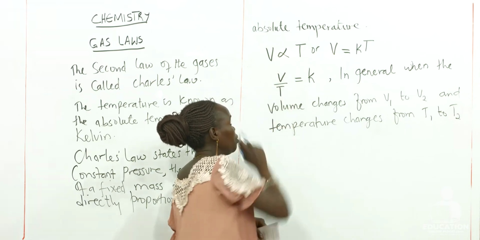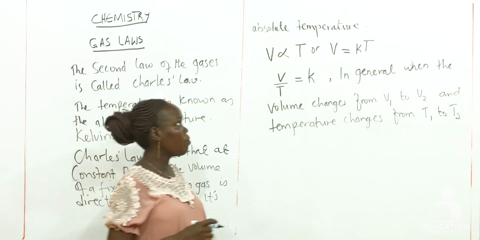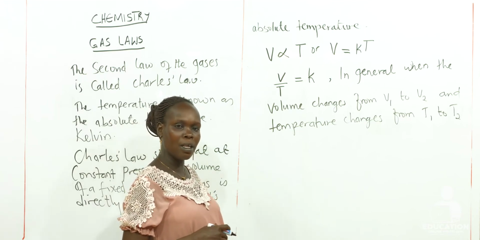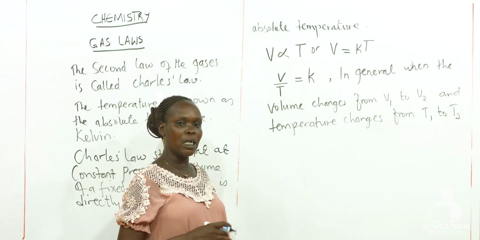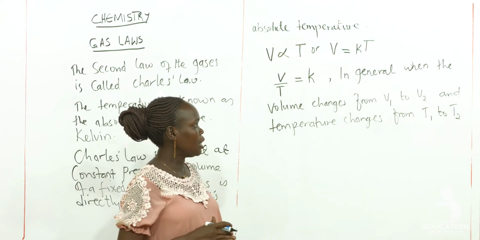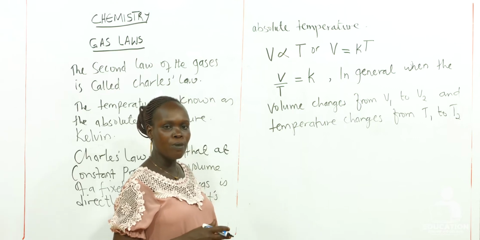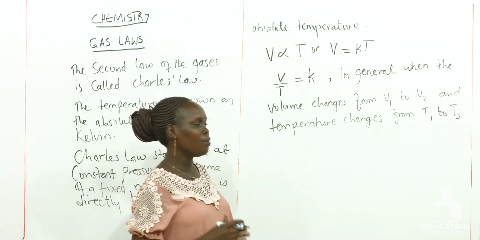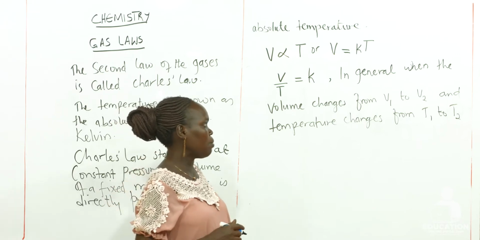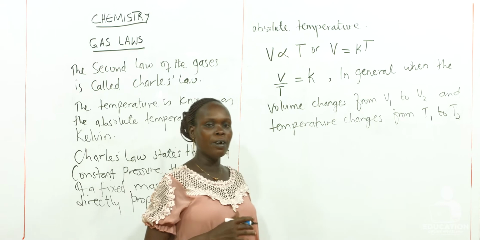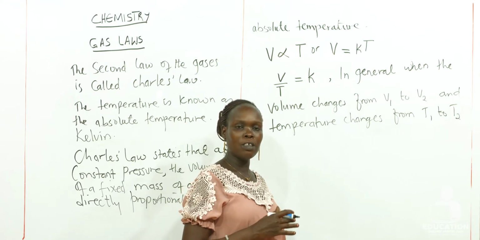So at first we said that the volume is proportional to the absolute temperature. So the volume will be equal to the constant, represented by K, multiplied by the temperature. So we cross multiply and say that volume over the temperature is equal to the constant. So if there are changes in the volume and the temperature, then the volume changes from volume 1 to volume 2, and the temperature changes from temperature 1 to temperature 2. So you need to remember the kinetic theory of gases, which states that the gas molecules are very small relative to the distance between them.